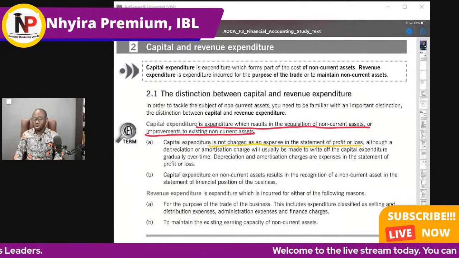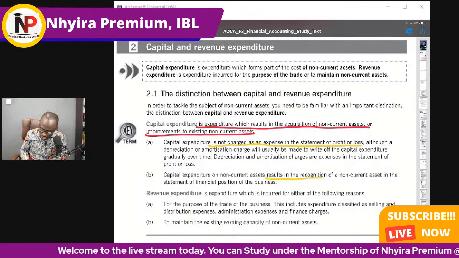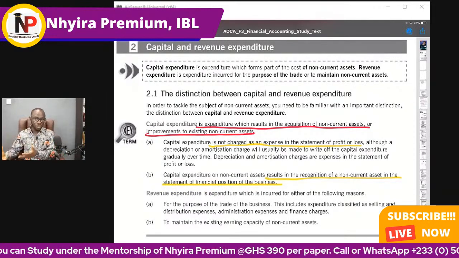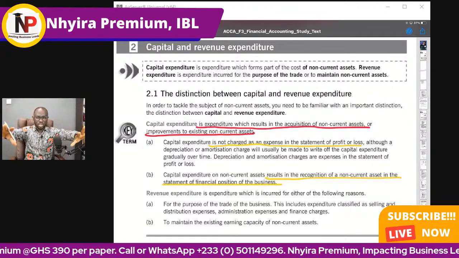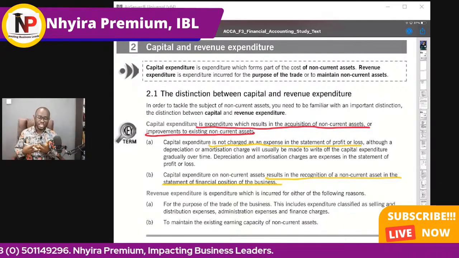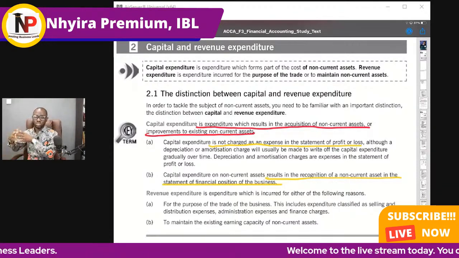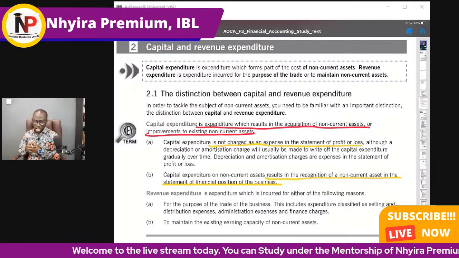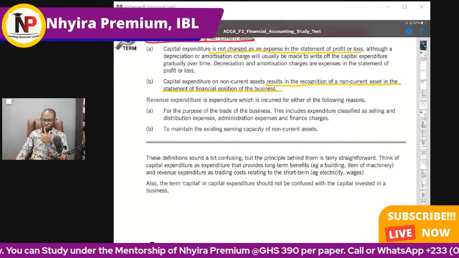The second thing we need to also note about capital expenditure is that it results in the recognition of non-current assets in the statement of financial position of the business. And I've also stated that in the chart that I just drew. So that is the idea about capital expenditure. It is capital in nature. We don't write it off in the profit or loss. Instead, we recognize it in the statement of financial position of the business. Then every year, the annual charge or the annual allocation is what is taken to the statement of profit or loss for the period. Then let's look at revenue expenditure.